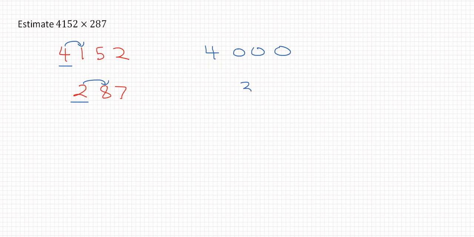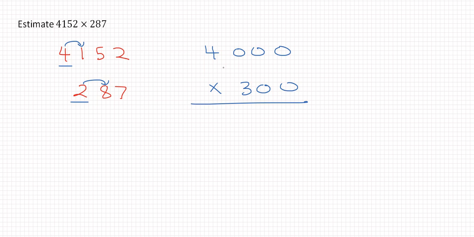Our next example, we have 4,152 multiplied by 287. What we're going to do here is look at the number in the non-zero position we're after. We look to the right, it is 1 there. 1 is less than 5, so we're going to round down to 4,000. We look at 2, look to the right, that's 8. 8 is 5 or more, so we're going to round up to 300 and then multiply.